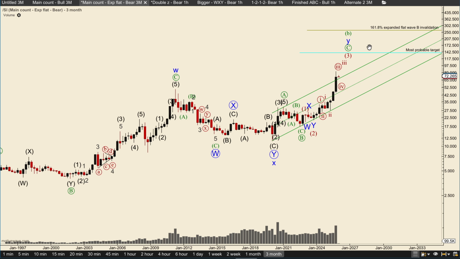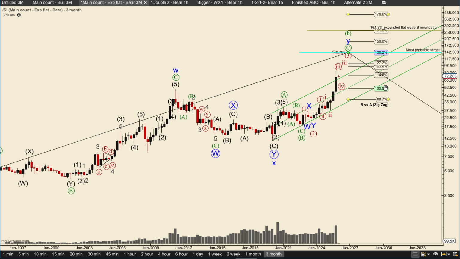And also this is the most probable target as I have written. You can see here, this is the 138.2 fib, which is a very common target for a wave B in an expanded flat. And the 161.8 is, if you go above that, extremely unlikely that it is an expanded flat. So that's why the invalidation for this scenario is taking out this high.